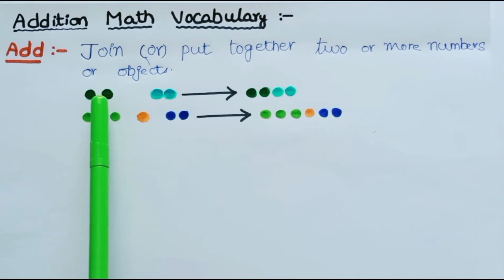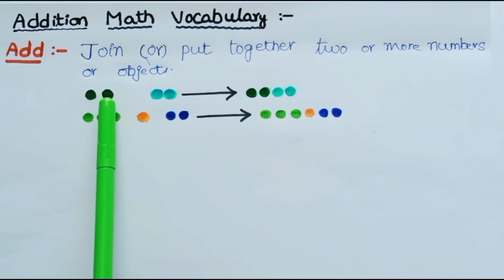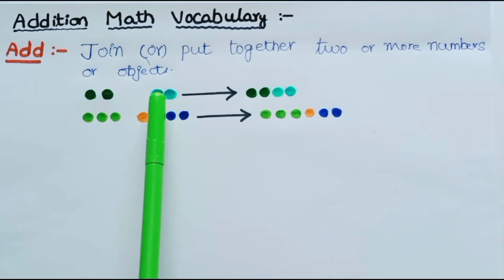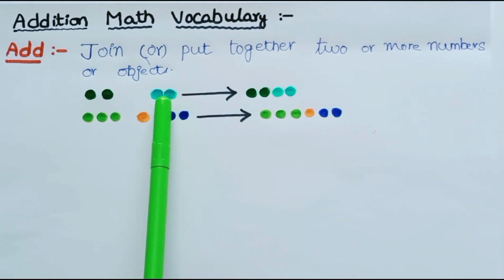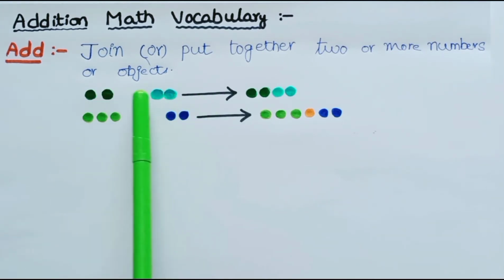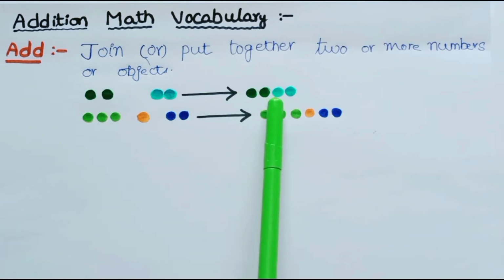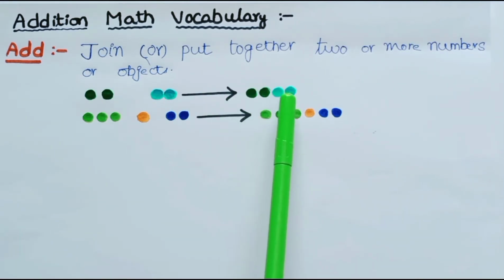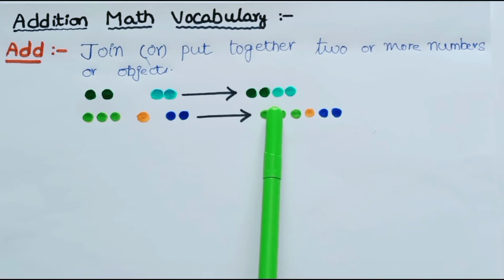Here, how many dots do we have? Here we have 1, 2. 2 green dots. And here is one more set. Blue color dots. 1, 2. So if we join these 2 sets of dots, then totally we can see 1, 2, 3, 4. So 4 dots we get here.